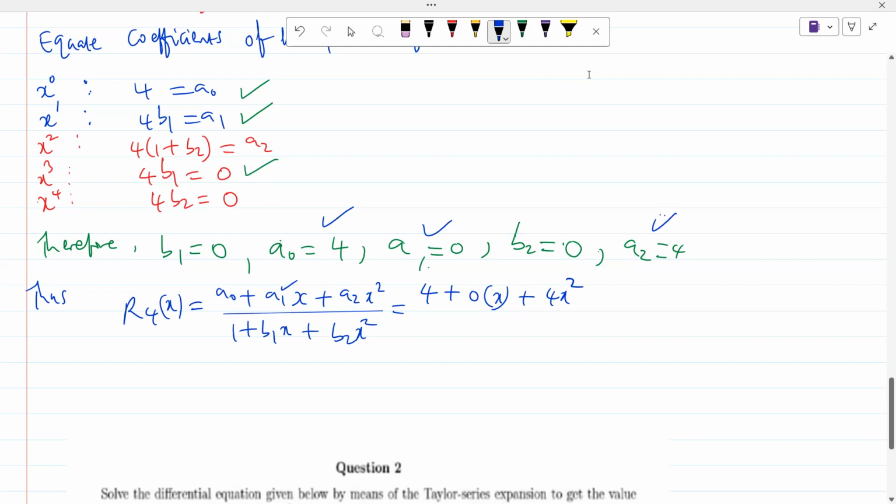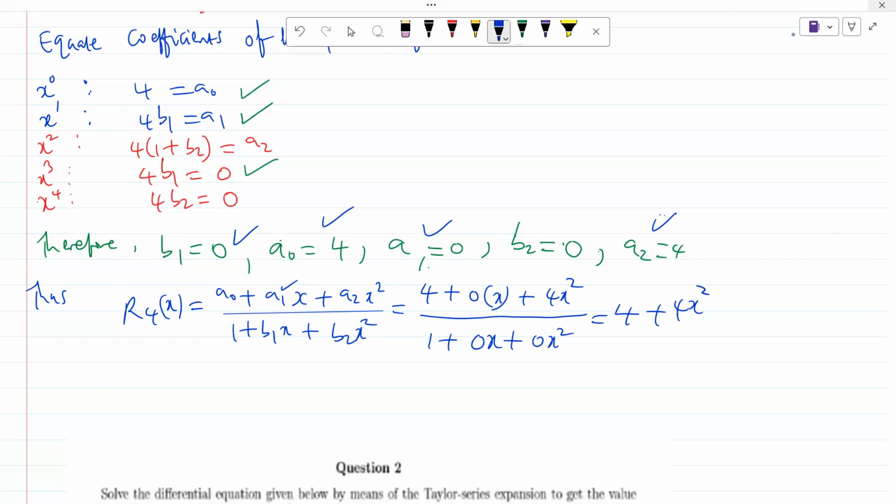We continue in the denominator. So we have 1 plus. What is b1? We have seen that b1 is naught, so we have naught x. And then what is b2? b2 is naught x squared. So this is only 1 because the 0x and the 0x squared vanish in the denominator. So we're dividing everything by 1. And if we do that, it's 4 plus 4x squared.